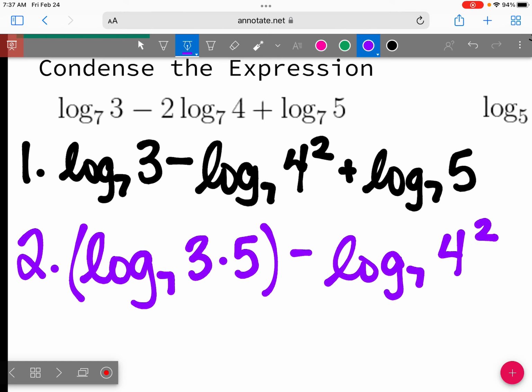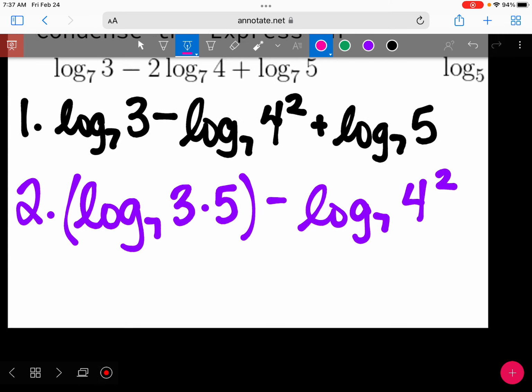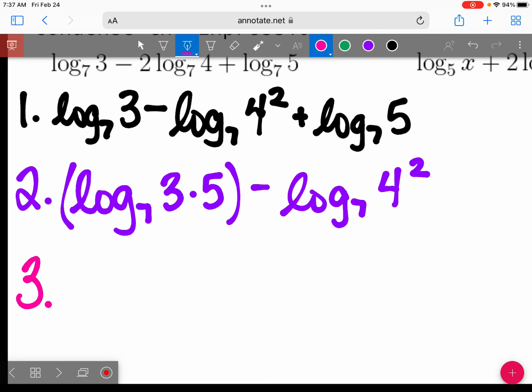Make sense? Anyone confused? Questions? And our last piece, subtraction becomes division. So what am I going to end up with? What's on top? What's on bottom?